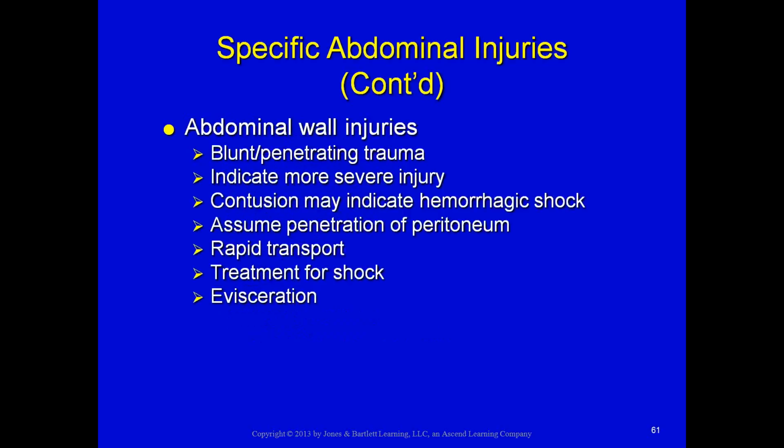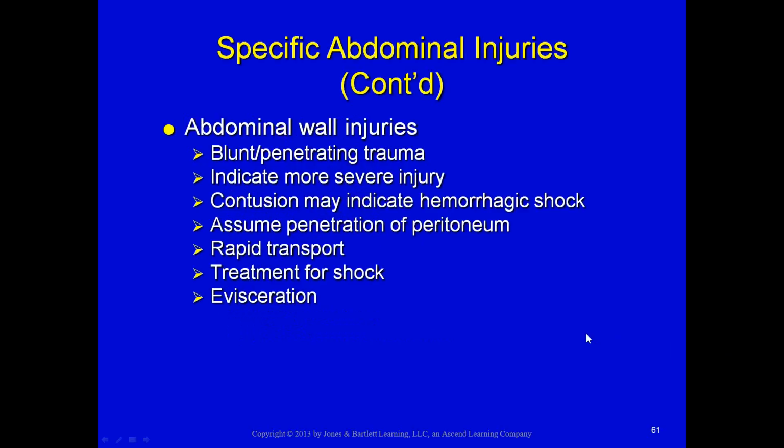Abdominal wall injuries occur from blunt or penetrating trauma. When I've got an injury to the abdominal wall itself, I have to be suspect of potential injuries to the organs underneath that abdominal wall. Much like when you see rib fractures, it's something that's very painful for a person to deal with, but I'm more concerned not about the rib fractures or the flail segment, but the huge pulmonary contusion underneath. Contusions in the abdomen may indicate hemorrhagic shock.